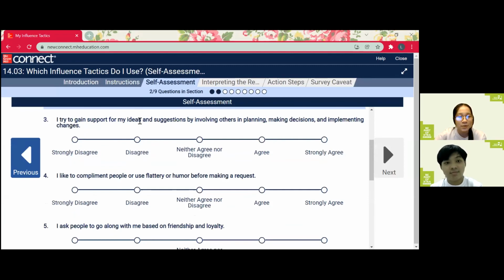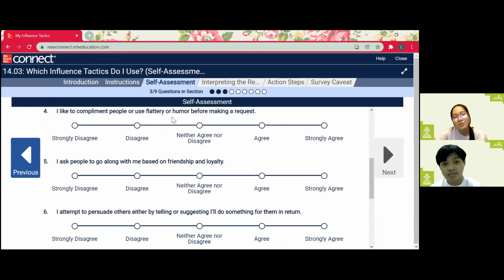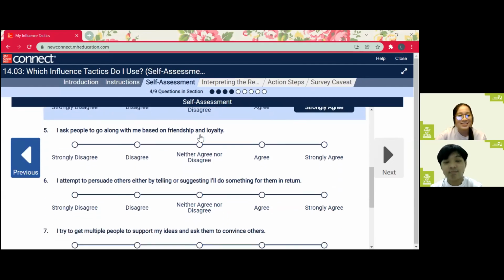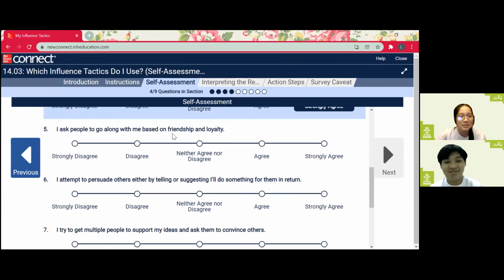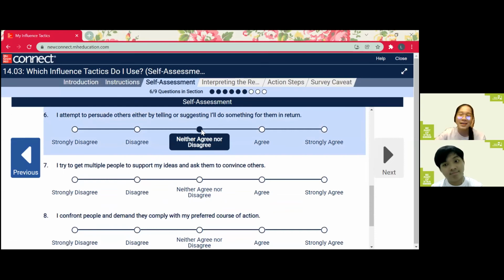I try to gain support for my ideas and suggestions by involving others in planning, making decisions, and implementing changes. Yes. I like to compliment people, use flattery or humor before making a request. Yes, I agree. That's so me. I ask people to go along with me based on friendship and loyalty. Yes, agree. I attempt to persuade someone by telling or suggesting that I'll do something for them in return. Agree, or neither agree nor disagree.